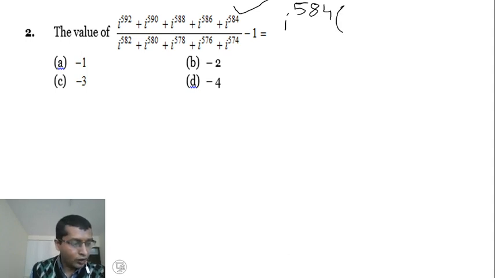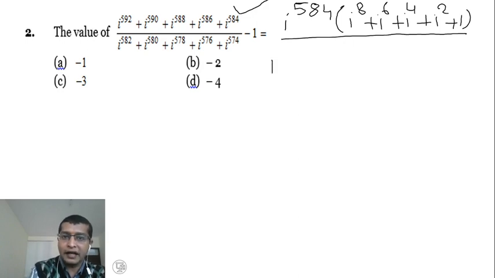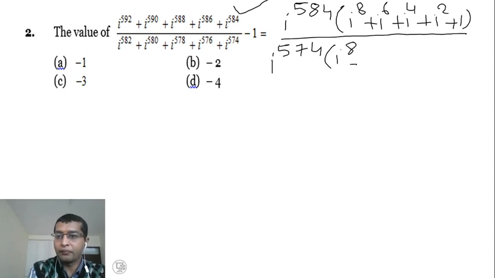So if you take that common, we get i^8 plus i^6, next i^4 plus i^2 plus 1, whole divided by, here the least value is i^574. If I take it common, we get i^8 plus i^6 plus i^4 plus i^2 plus 1.